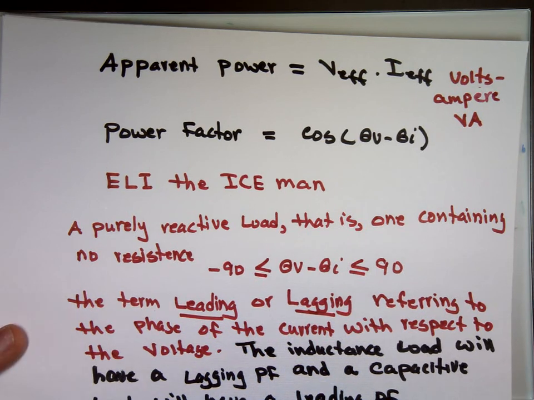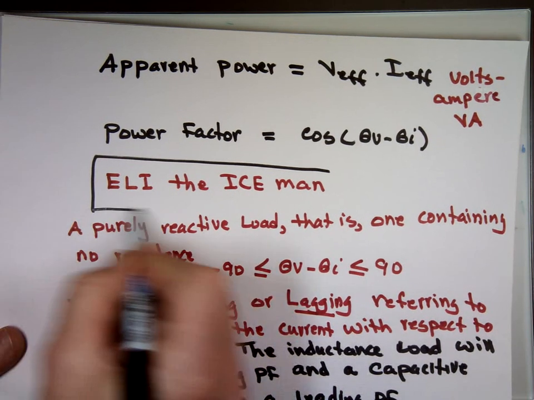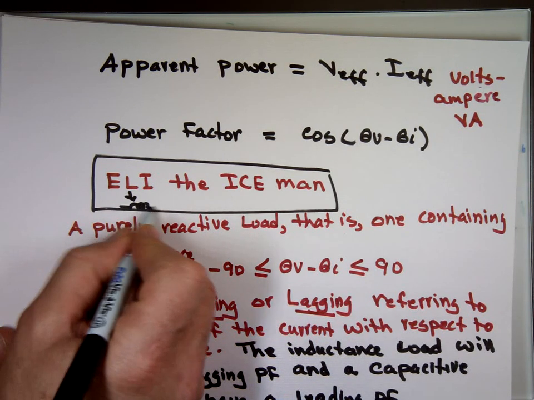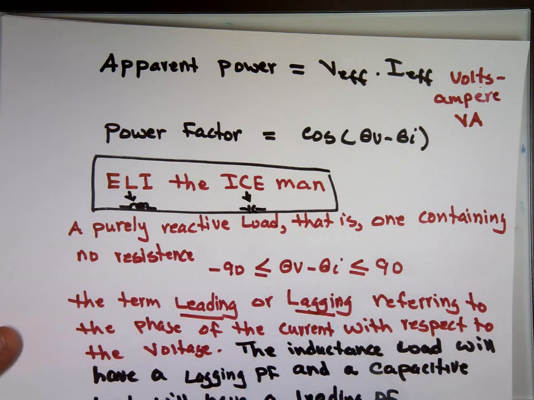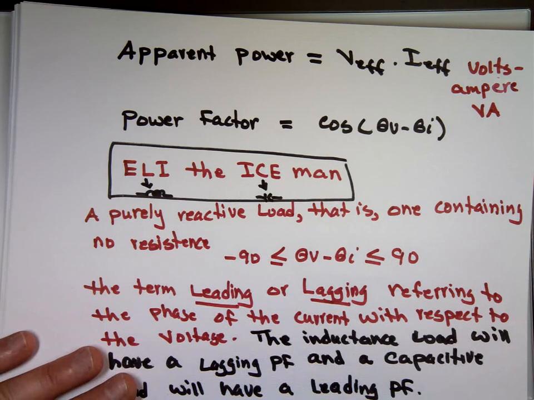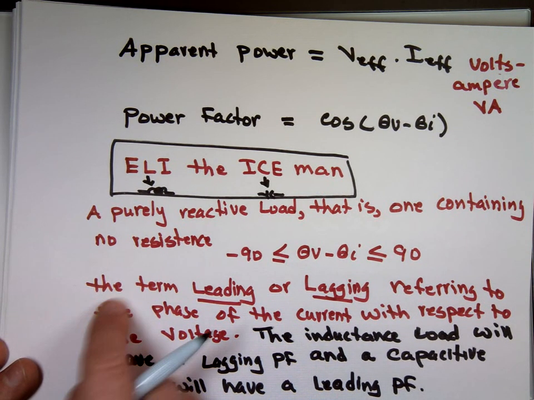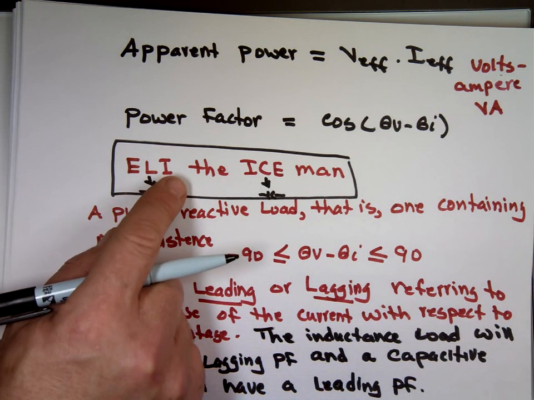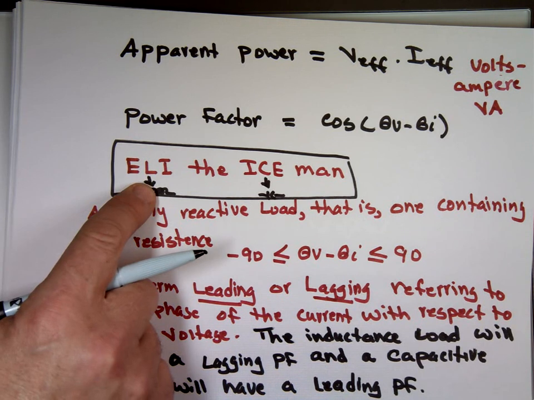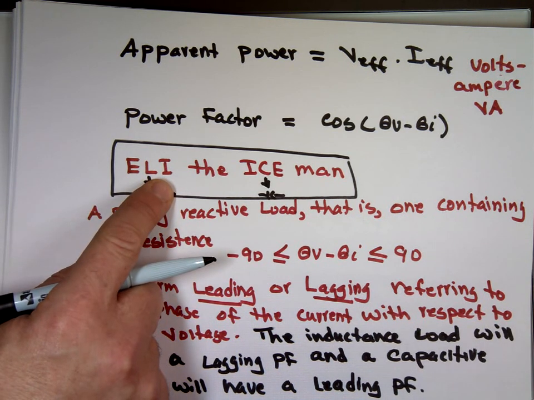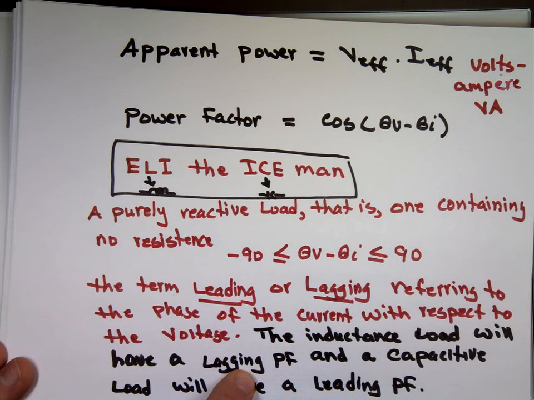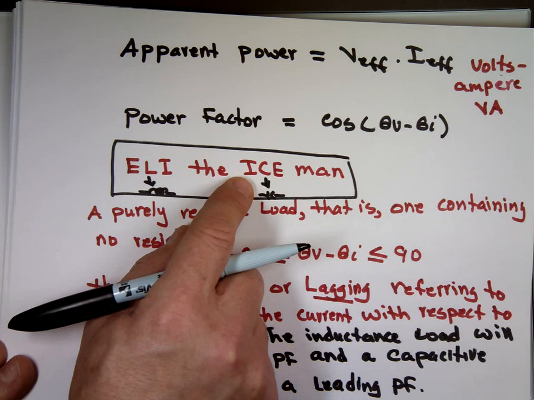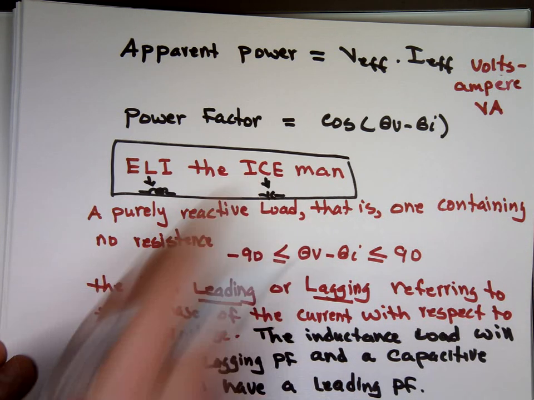I wrote this phrase up here, ELI the ICE man. I didn't tell you anything about it. L for inductor, and C for what? Capacitor. Notice the inductor here. E is actually the voltage here. The power factor refers to the phase of the current with respect to the voltage. Let's look at the current. Is the current written before or after the voltage in L here? After. So that means that's lagging. In the capacitor, look at the current, look at the voltage. Is the current written before or after the voltage? Before. That's a leading power factor.